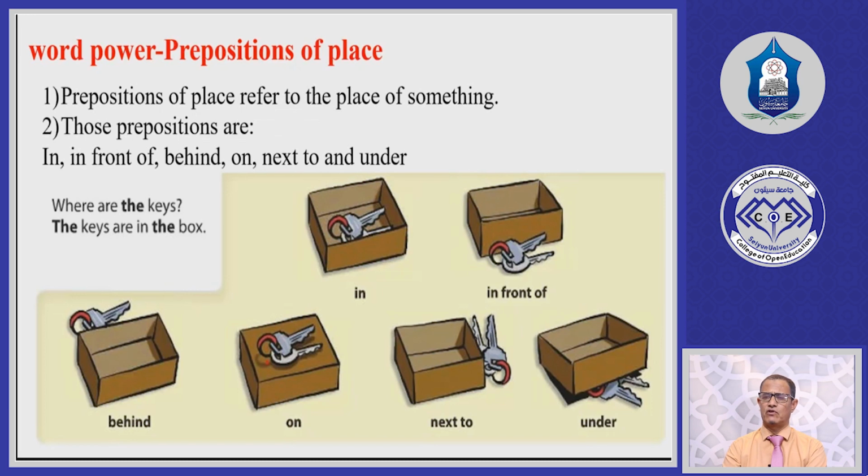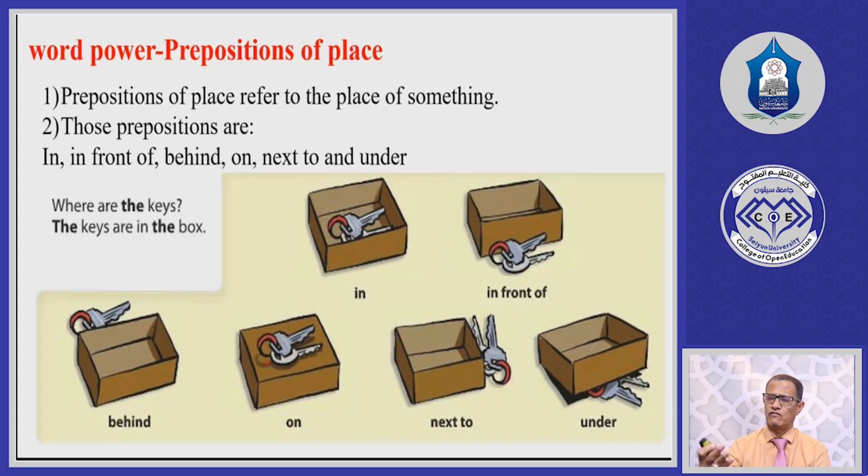When I say, for example, you have in the first one, which is in, you can say, "The keys are in the box." The keys are here because it's plural. The keys are in the box. So in here means wasat or fi. Now the picture can show you the meaning of this preposition of place, and it indicates the place of the keys. Where are the keys now in the first picture? They are in the box. So these prepositions are called prepositions of place because they give the place of something. So you have to use them correctly.